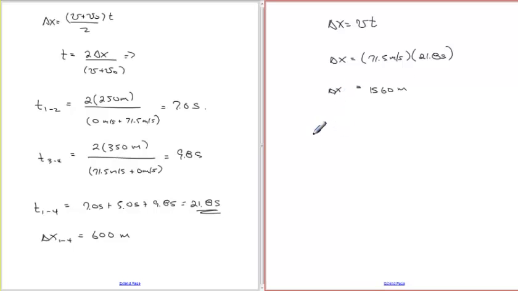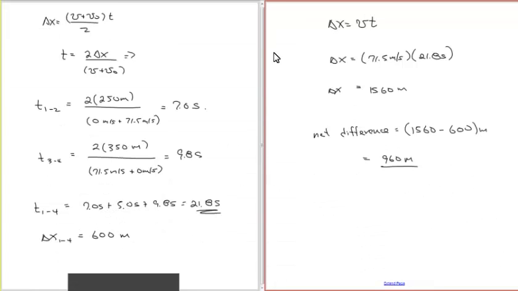And so the net difference is going to be the distance the car that's going constant speed travels minus the distance the other car travels. So you get 960 meters. If I did that correctly, hopefully I did. Let me just check the answer. Yes, I said 958. That's close enough. Okay, so that's the deal.